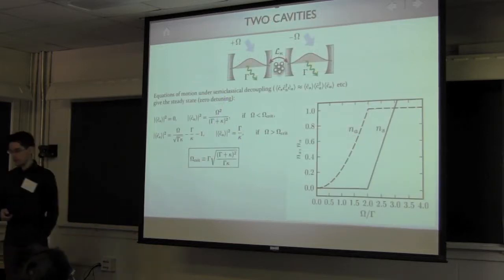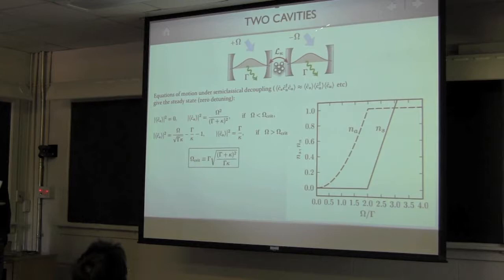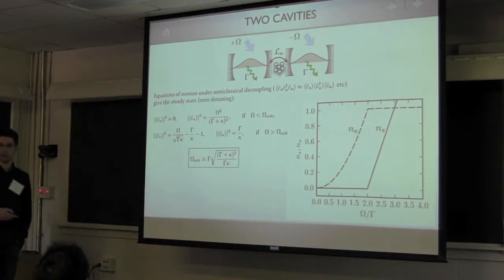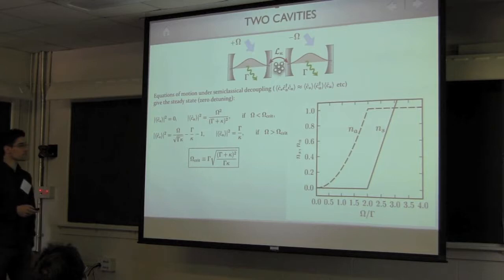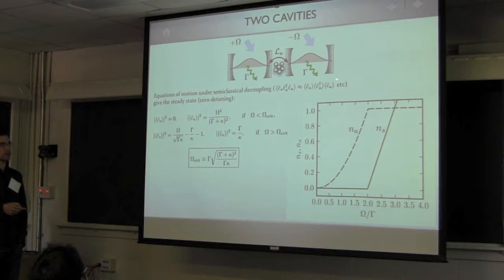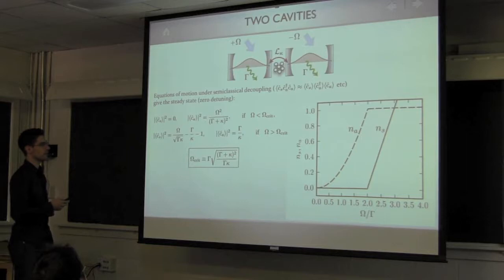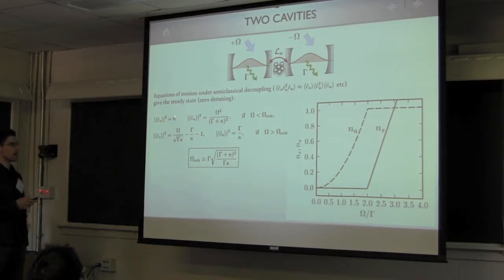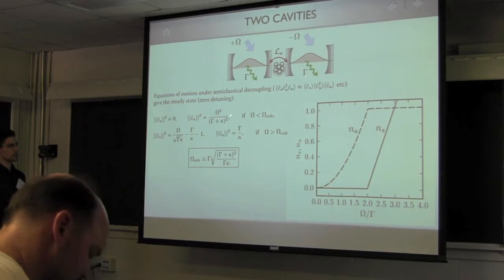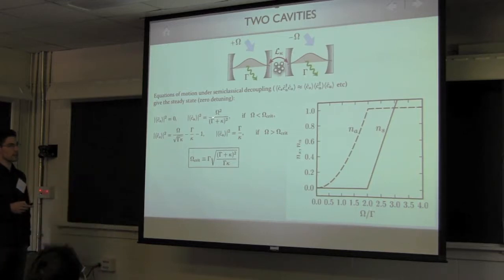Okay, so let me give you a simple example, which is the example of two coupled cavities, which we can solve exactly. The equations of motion under a semi-classical decoupling give rise to two solutions in the system. The first solution is that for the driving intensity smaller than a critical value, the symmetric mode population is zero, and the antisymmetric mode population grows quadratically.